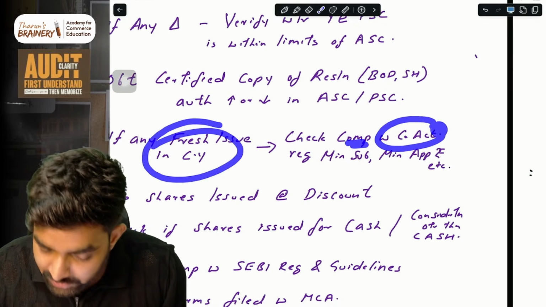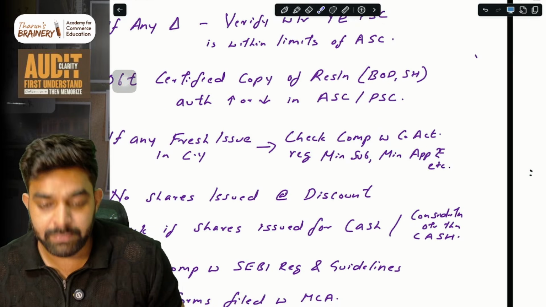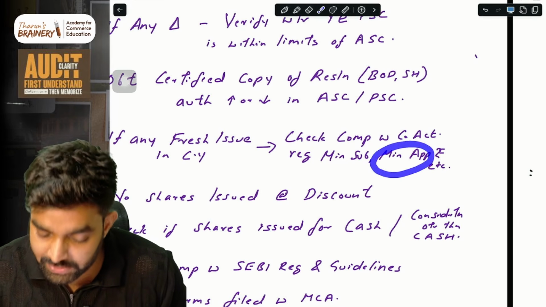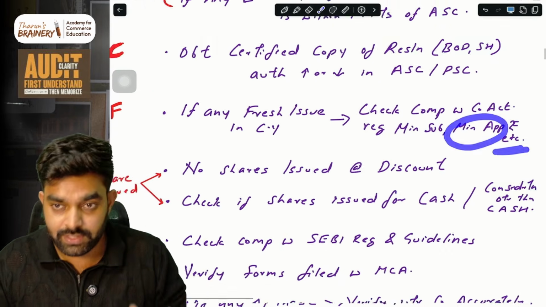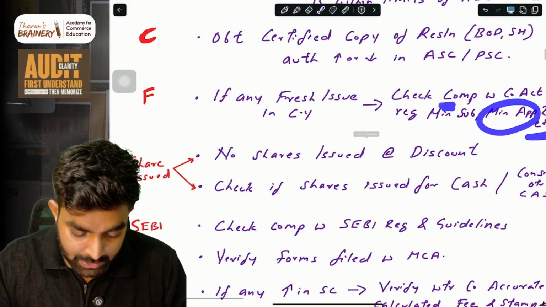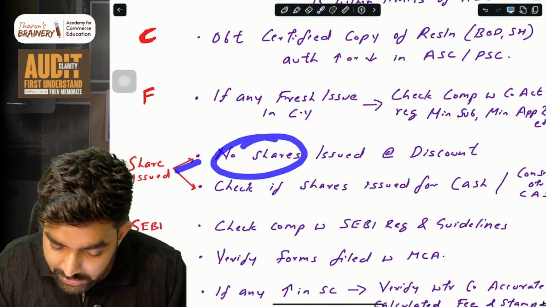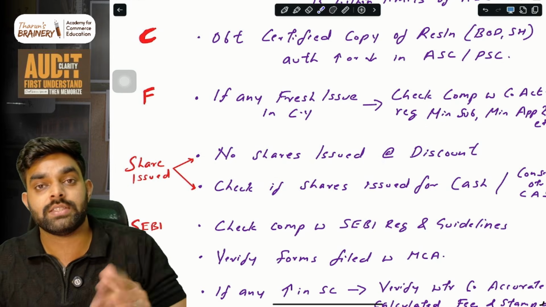Check the compliance with the Companies Act regarding minimum subscription amount, minimum application amount, all these things, whether all these things are fulfilled. Check compliance with the Companies Act. Then next, if shares are issued, make sure no shares are issued at a discount.